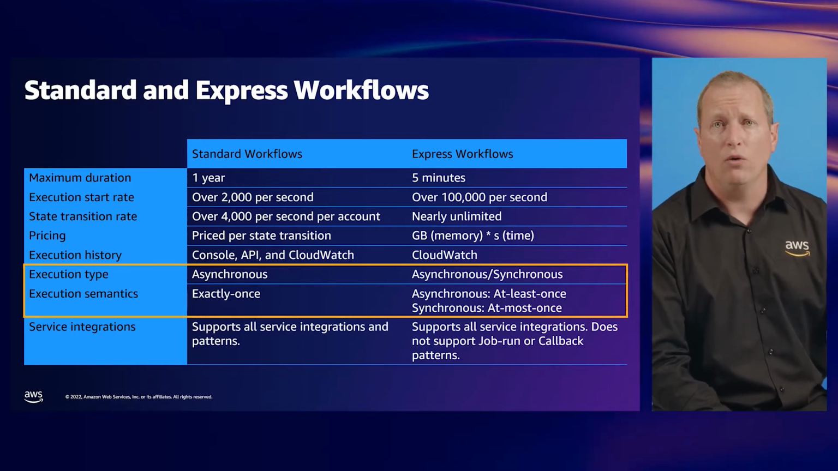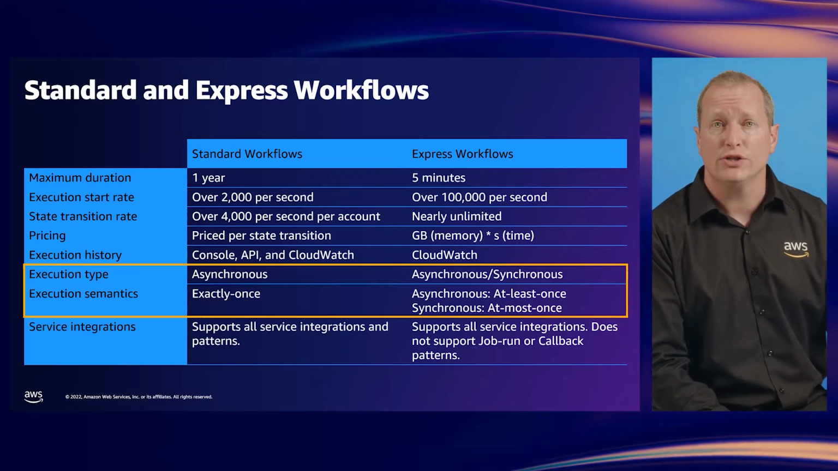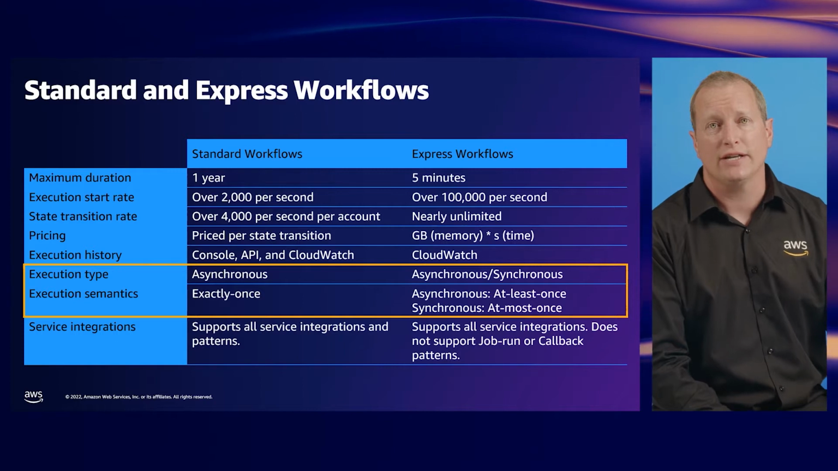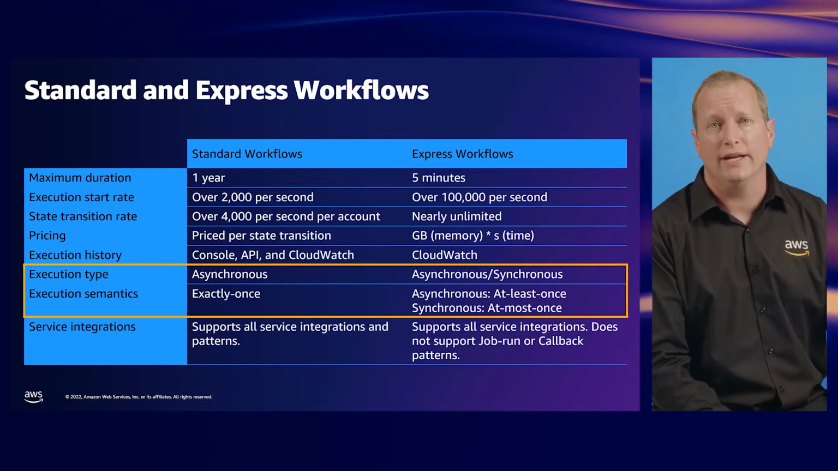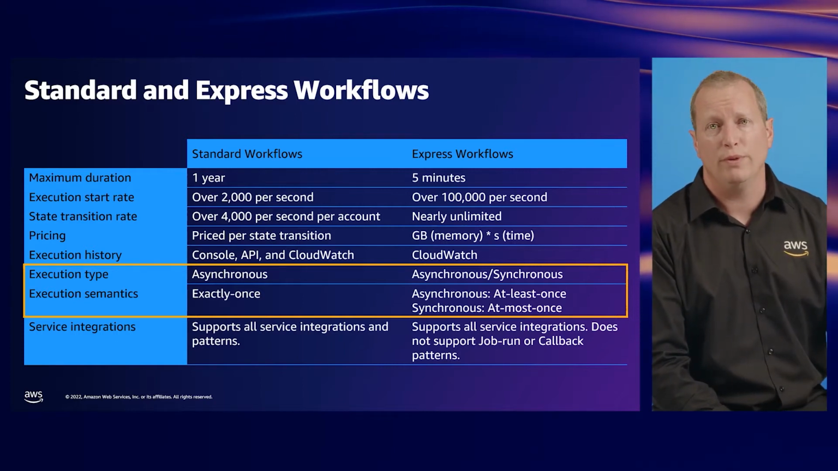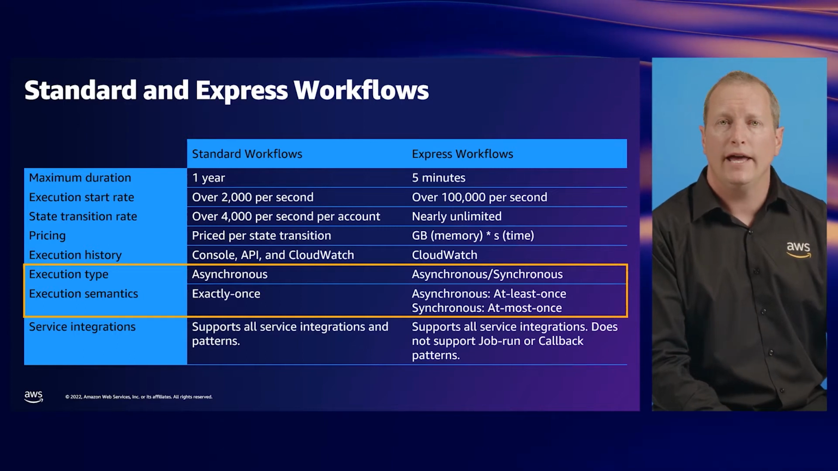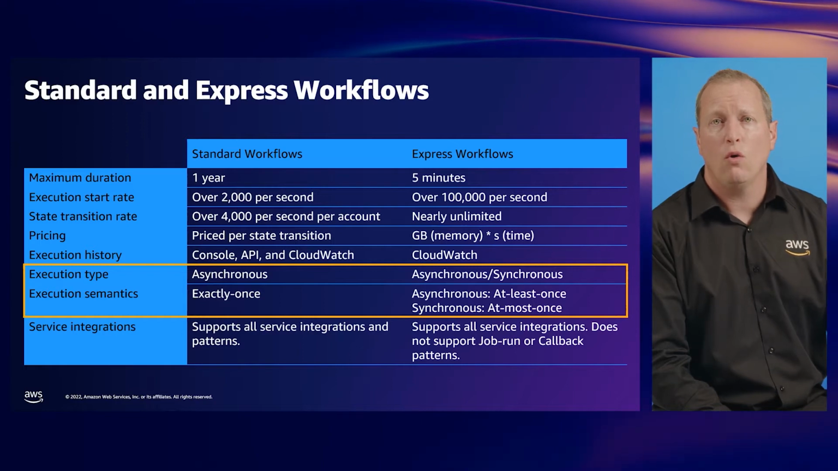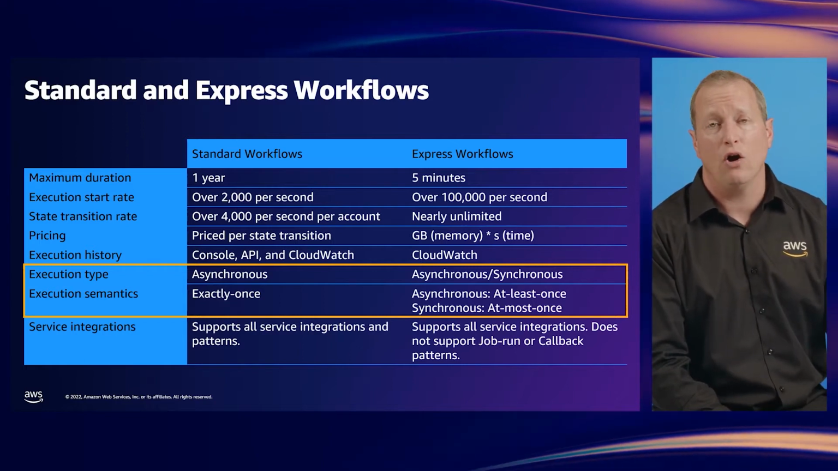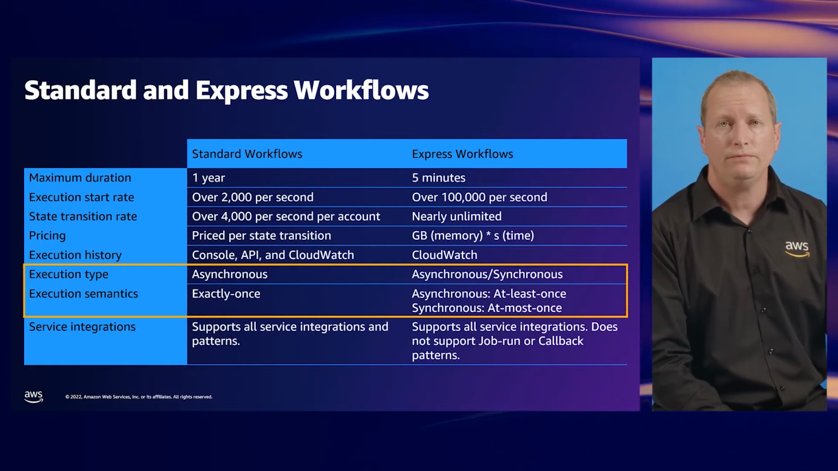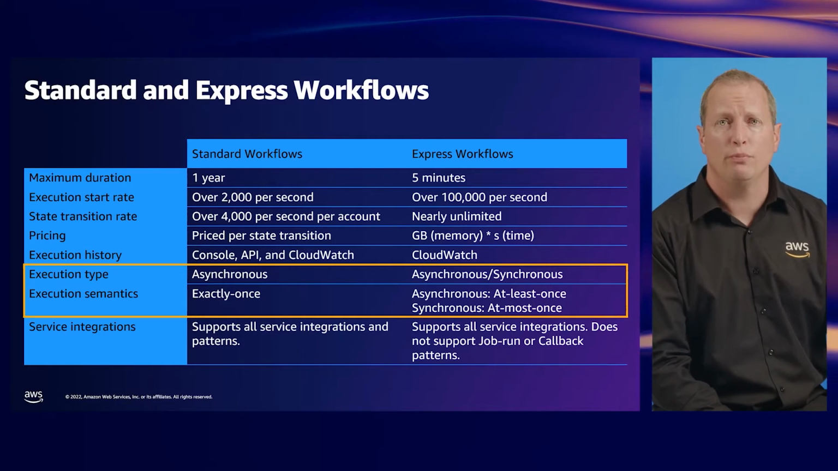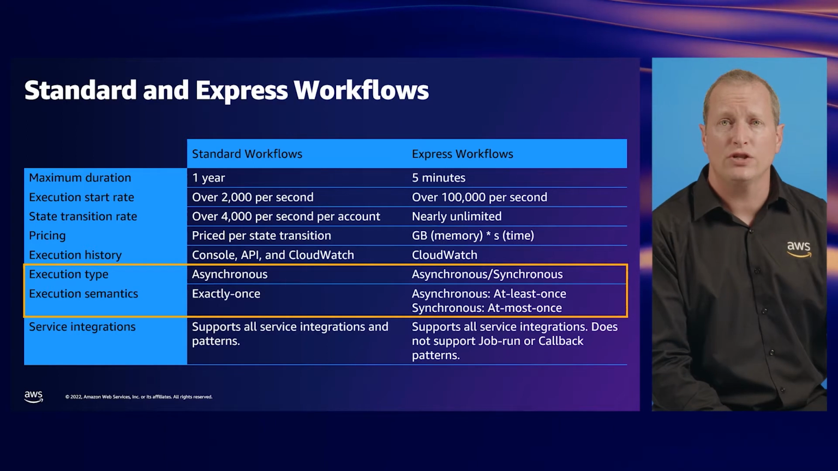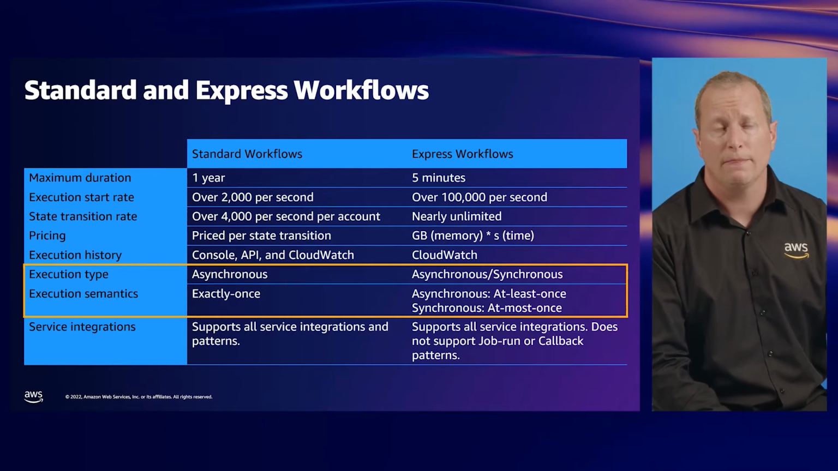For greater scale and execution rates, you might choose express workflows. But if you need an asynchronous task to run for more than 5 minutes, then standard workflows would be required. It is also important to highlight the execution semantics, or execution guarantees as they are often referred to. Standard workflows support exactly once processing. You can use the execution name to guarantee this.